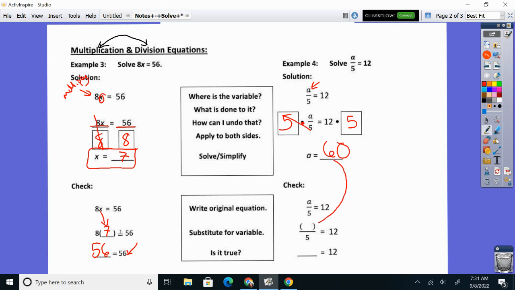Now I'm going to check. Since a equals 60, I put 60 here. 60 divided by 5 does equal 12. So this answer is correct.